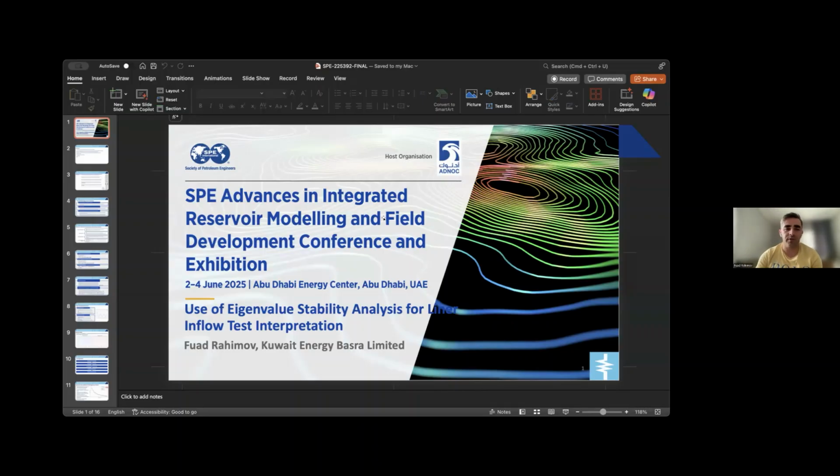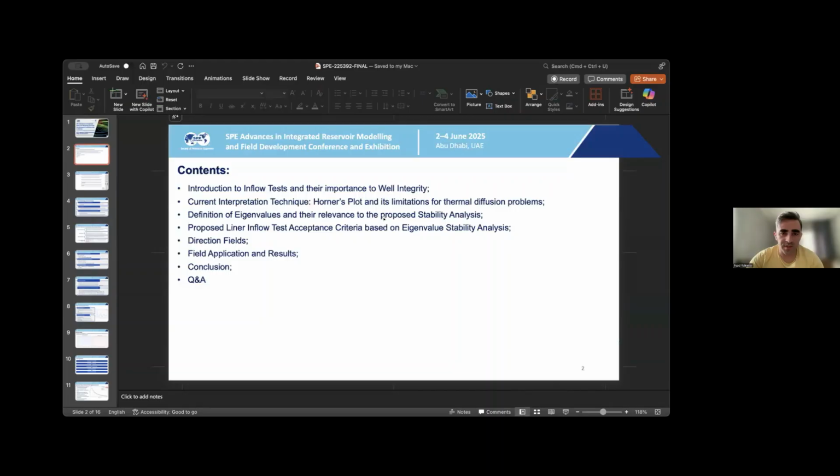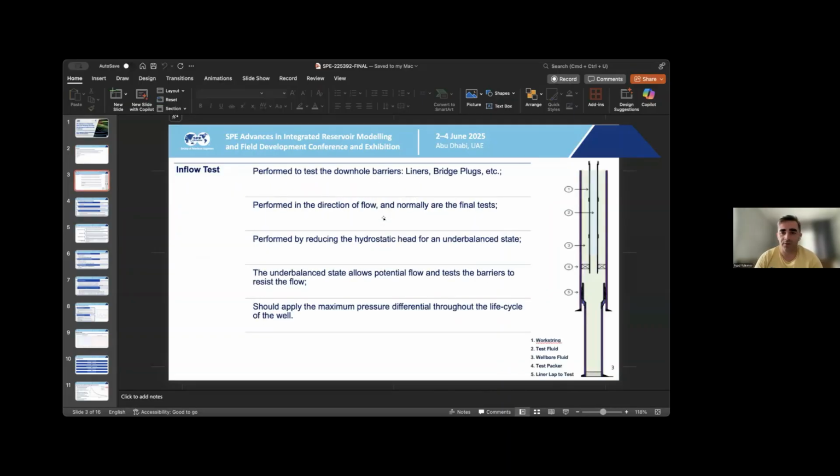I'll just go over briefly on this topic. So basically, this is about the well integrity application on liner inflow test. I will just skip contents. I will describe throughout the slide. So basically, what's an inflow test?